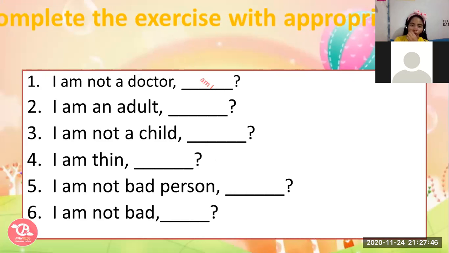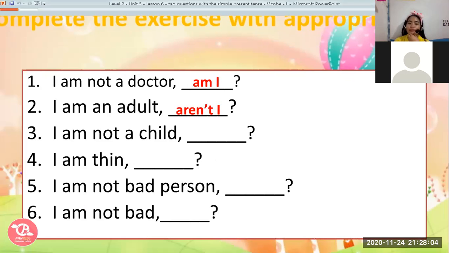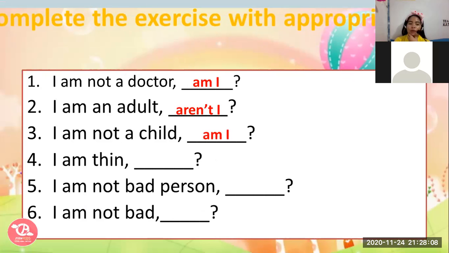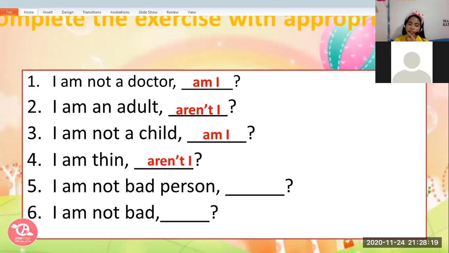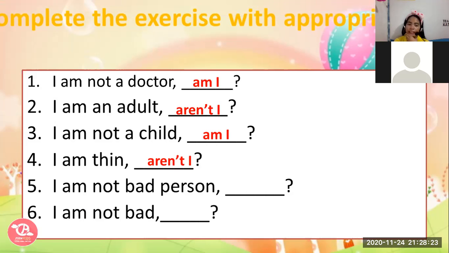Number one, I am not a doctor, am I? Okay, number two, what is your answer? I am an adult, aren't I? Okay, very good. I am not a child, am I? I am thin, aren't I? I am not a bad person, am I? Okay, am I.